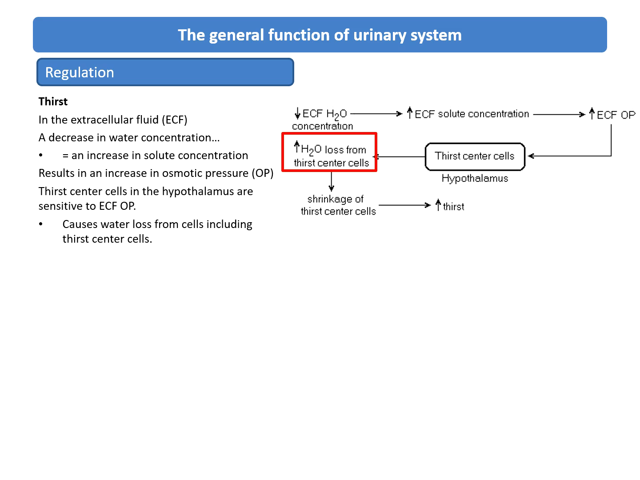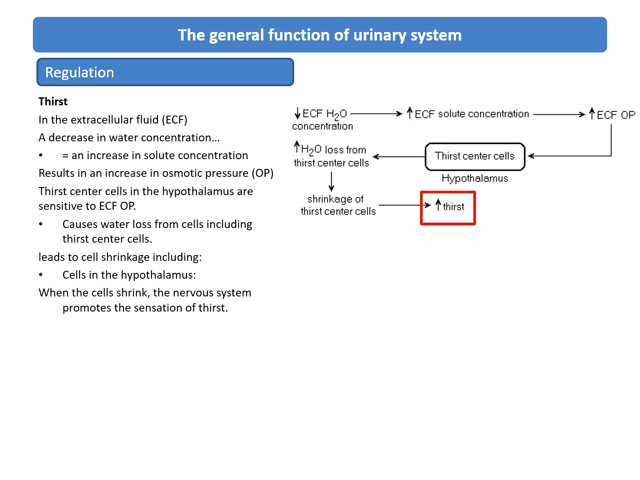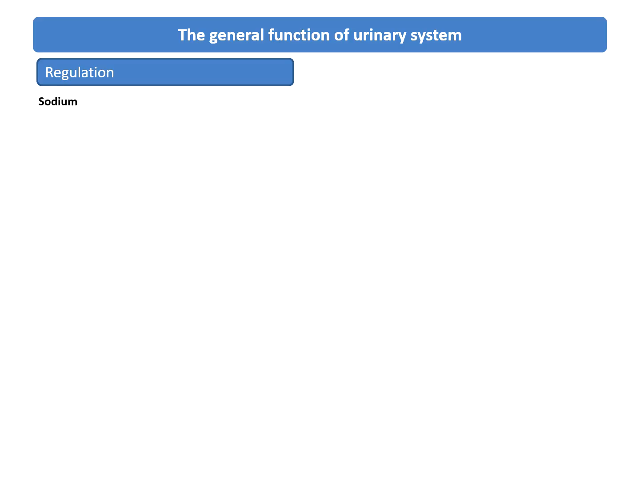This causes water loss from cells, including the thirst center cells. It leads to the cells shrinking. This includes the cells in the hypothalamus. When the cells shrink, the nervous system promotes the sensation of thirst. Thirst is also caused by decreased blood volume and decreased blood pressure.